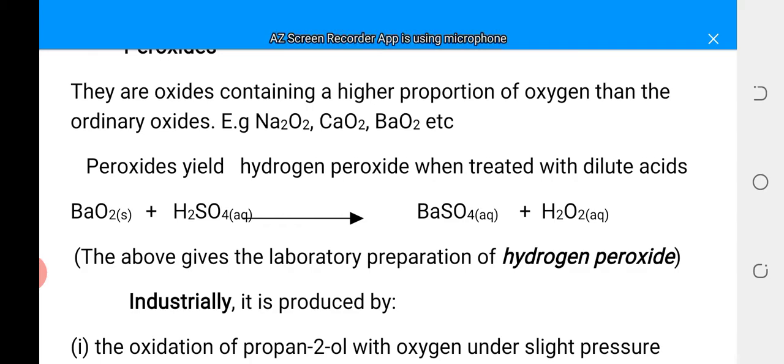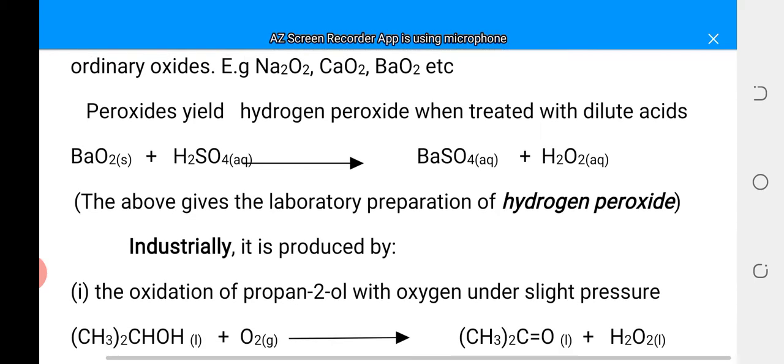Now, industrially, but before I go to the industrial preparation of hydrogen peroxide, there is something I want to emphasize here. The peroxides that are formed, like I have said, are formed when you have more oxygen reacting with metals. I don't need to emphasize too much on that. When you have more oxygen reacting with metals, you have the higher oxide being formed. Now the higher oxide, like barium peroxide, can react with acid to produce hydrogen peroxide. That is for laboratory preparation in a small scale, in a small quantity.